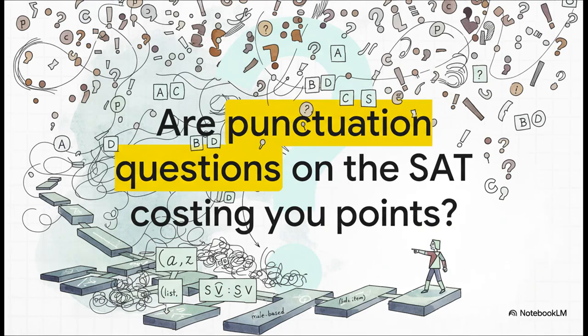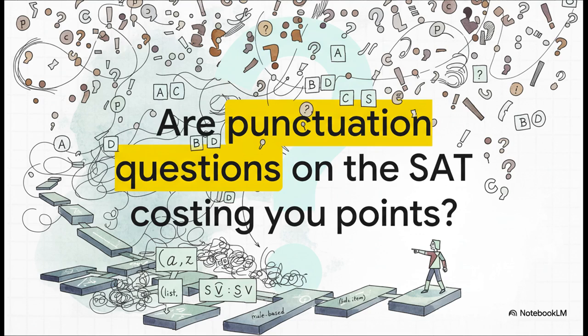You know the feeling, right? You're staring at four answer choices. One has a comma, one has a semicolon, another has a period, and you just feel that little wave of panic. Well, you're not alone. These questions are designed to trip you up, and they can absolutely be a major point drain if you don't have a solid system.